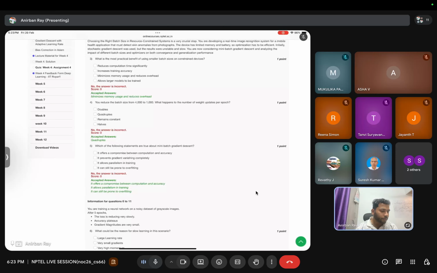It can still be prone to overfitting. The overfitting problem is not dependent on batch size. Okay, overfitting depends on the model capacity, dataset size, and those things.